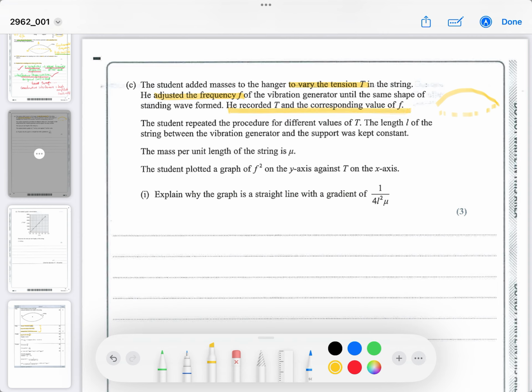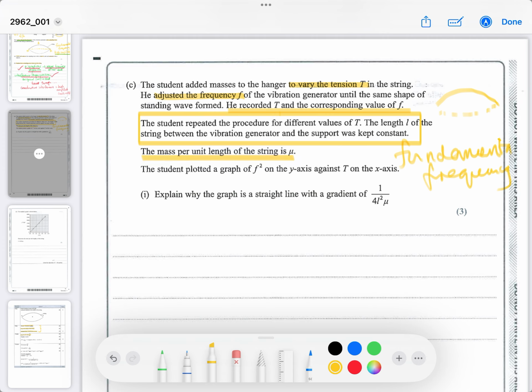So F for the fundamental resonance. So it's a fundamental frequency for each of the tensions. So if you change the tension, you change the fundamental frequency. Okay, so basically the fundamental frequency is the dependent variable, and the student repeated this procedure for a number of tensions, so probably a minimum of 5 to get a good experiment. And obviously they're telling you that mu stands for mass per unit length.